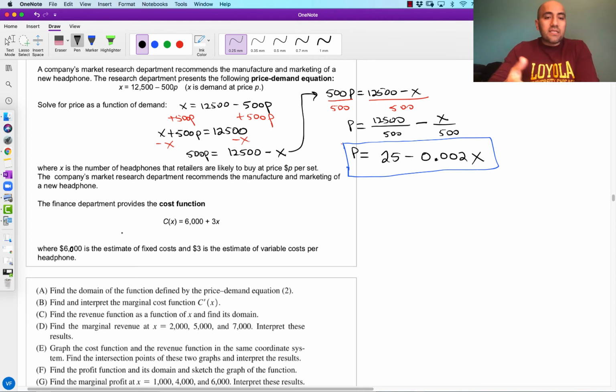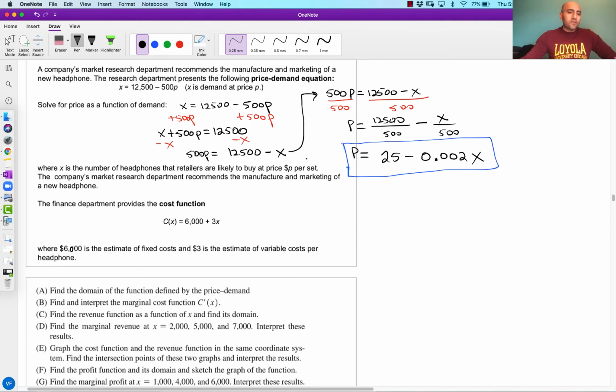So this is indicating that it costs the same amount of money to produce one more unit, no matter where you are in the production process. So if you're making 500 headphones, if you're making 501, the cost to make one more headphone is just going to be $3 in this case, right? That's what this cost function is indicating. Okay, so let's solve parts A, B, C, D, E, F, and G.